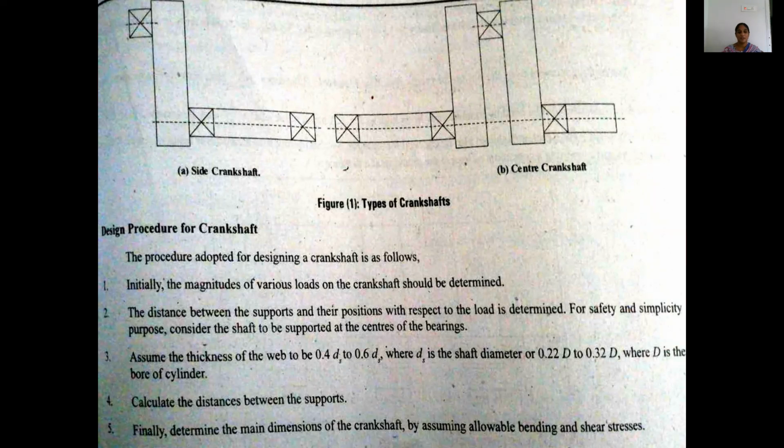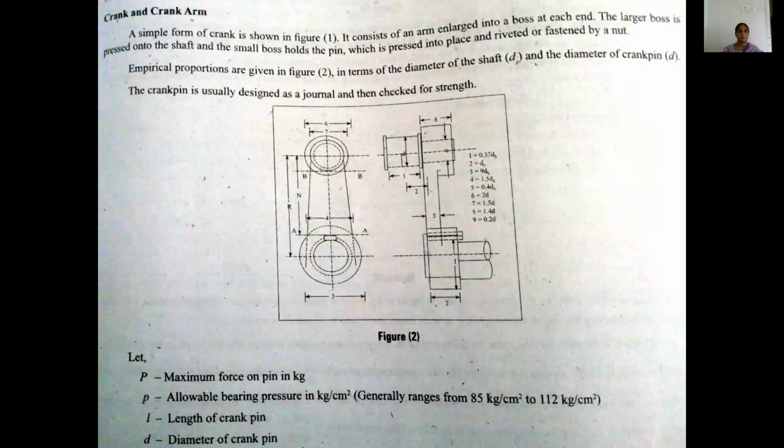0.4 ds to 0.6 ds, where ds is the shaft diameter, or 0.22 D to 0.32 D, where D is the bore of the cylinder. Calculate the distances between the supports. Finally, determine the main dimensions of the crankshaft by checking the allowable bending and shear stress.